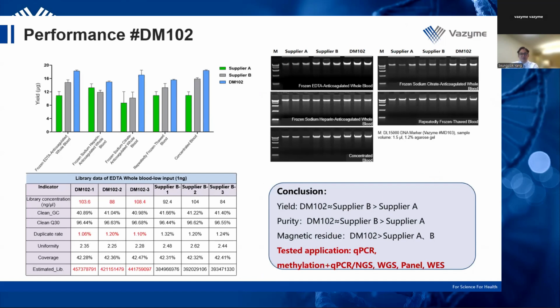So in the table below, we compared the library data from EDTA whole blood, focusing on low input DNA, and the DM102 achieves the highest library concentrations and clean sequencing data with excellent Q30 values and low duplication rate.